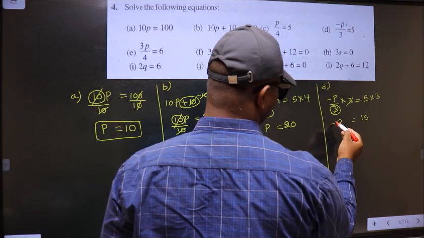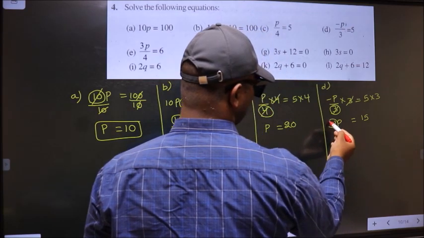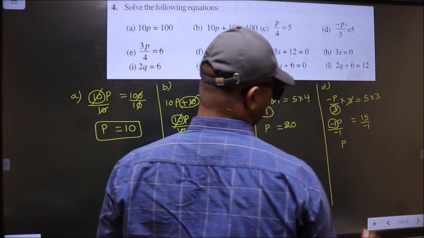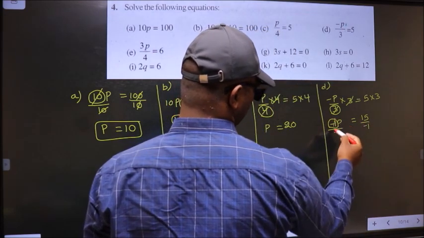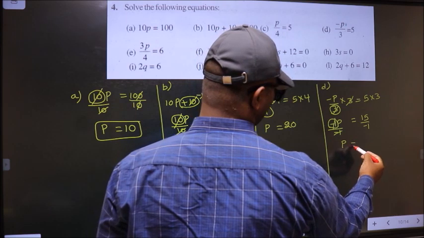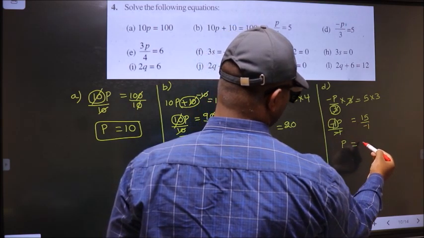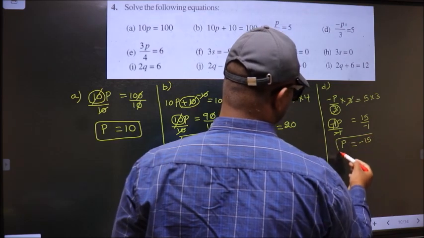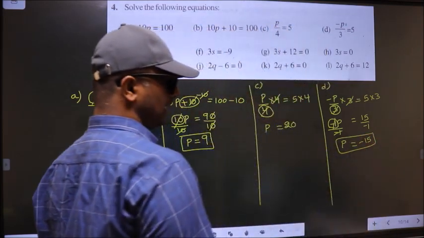Now to get p, we should remove this minus 1 from here. For that, you should divide by minus 1 on both sides. So this cancels out, you get p equal to negative, I put at the top, 15 by 1 is 15. This is our answer, minus 15.